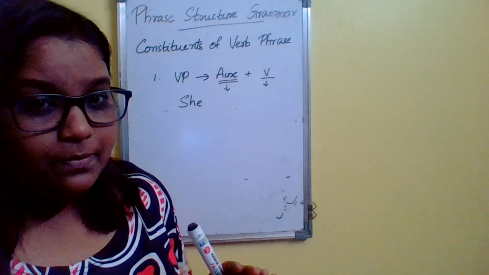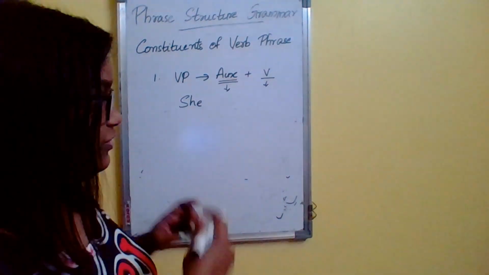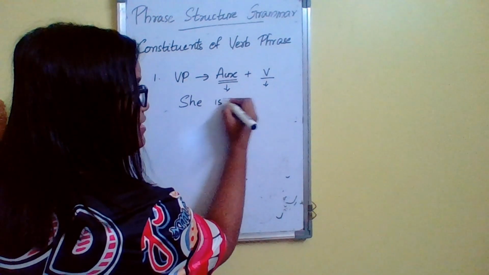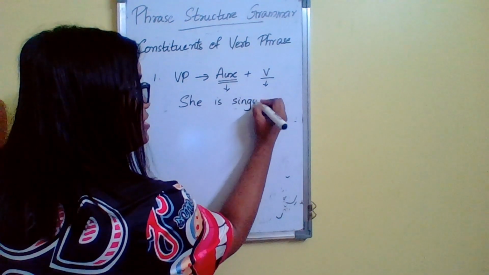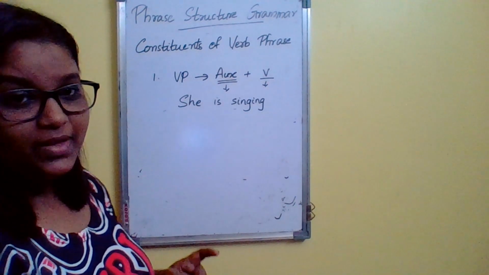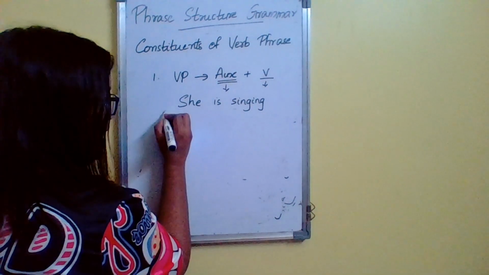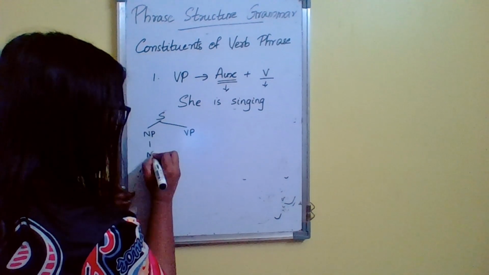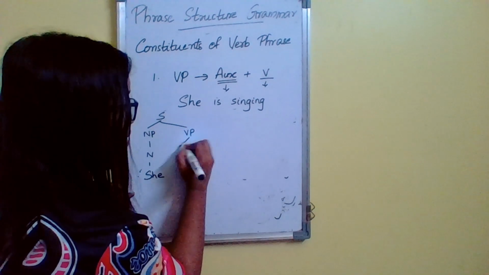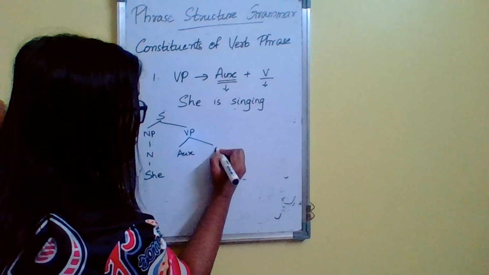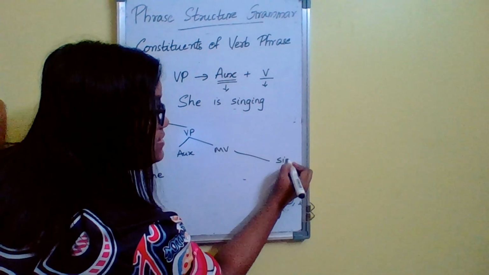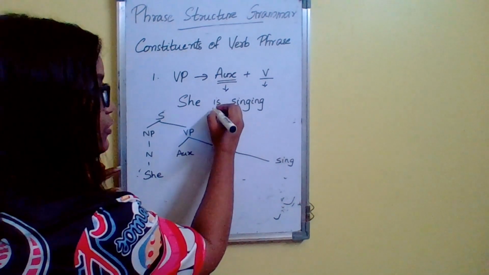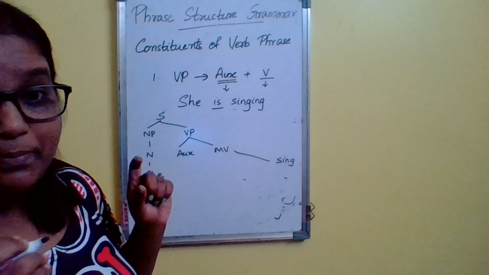So for this purpose, I'm using another example, a variant of the same sentence. She is singing. Okay. Now let's do the tree diagram analysis again. S is equal to NP plus VP. NP is a noun which is she. VP is auxiliary plus main verb. And let us remove the main verb sing first of all. And let us discuss auxiliary. So we have to account for this is. Is means it's present tense.